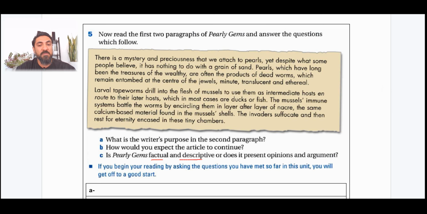So we have two types of texts in the IELTS reading. They give facts, factual. They describe something, they are descriptive. So very quickly, we're going to read this paragraph and answer the questions.